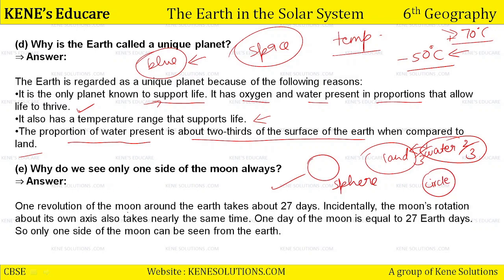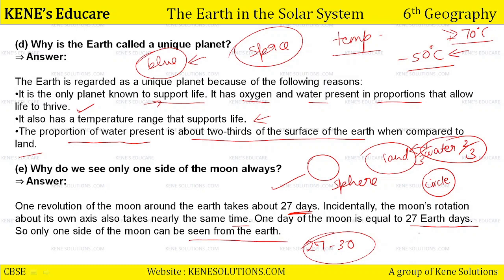बिकॉज वन रेवोल्यूशन ऑफ द मून अराउंड द अर्थ टेक्स अबाउट 27 डेज. इंसिडेंटली द मून्स रोटेशन ऑल्सो ऑन इट्स ओन एक्सिस ऑल्सो टेक्स नियरली द सेम टाइम. उसका रेवोल्यूशन और रोटेशन दोनों ही लगभग 27 से 30 डेज में कंप्लीट होता है. वन डे ऑफ द मून इज इक्वल टू 27 अर्थ डेज. सो ओनली वन साइड ऑफ द मून कैन बी सीन फ्रॉम द अर्थ.